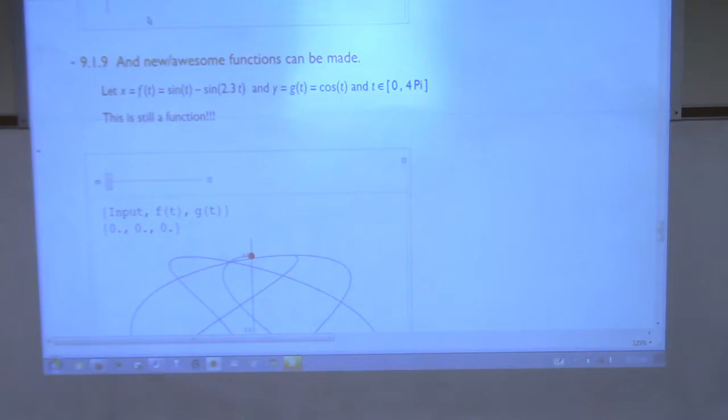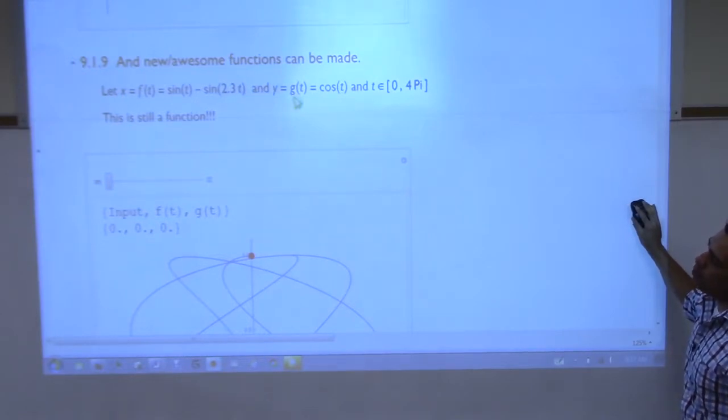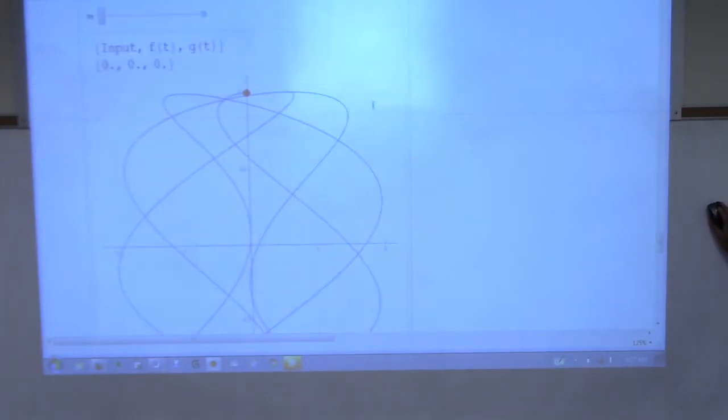Hooray. So here is just one I came up with, or the book comes up with. The parametric equations are the x-coordinate is sine t minus sine 2.3t, and the y-coordinate is cosine t. T is on the interval 0 to 4 pi, and if I do the t-table for that and plot it, this is what I get.